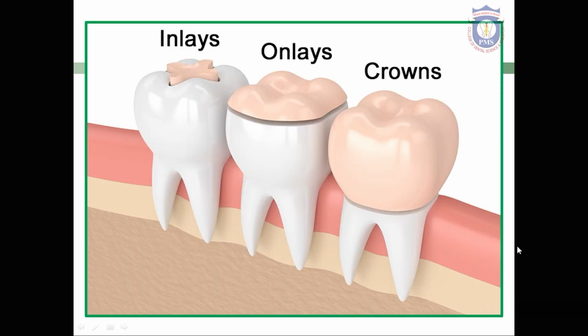So, you can see a comparison between inlays, onlays and crowns. Inlays will be within the cusp margins, onlays will be involving one or more cusps, and crowns will be covering the entire or almost the entire surface of the tooth.